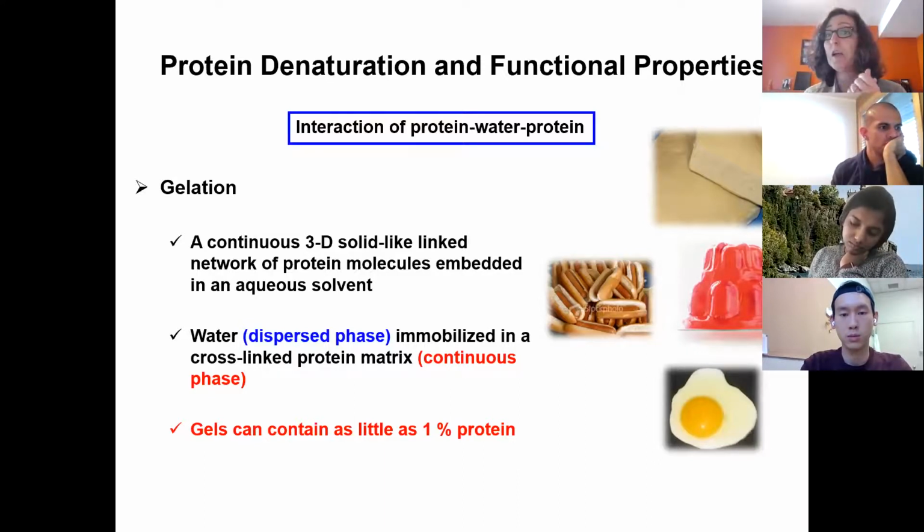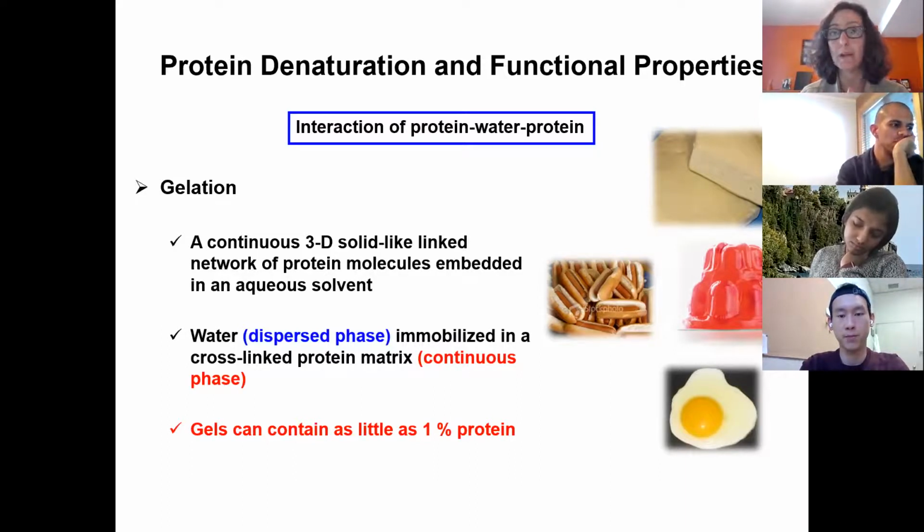So we can form gels at different concentrations based on the protein. With gelatin, you can form a gel at 1% protein, but whey protein, you need at least 5 to 10% to form a gel. Soy, you need 15%. Pea, you need 20%. So it really depends on the type of protein. That would dictate what concentration is needed to form a reasonable gel.